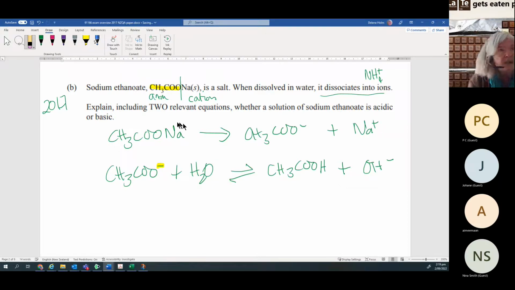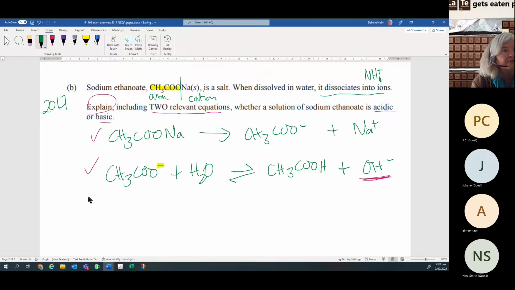And now the final thing is always go back to the question and see, have you answered every part of the question? So I have done my 2 relevant equations, tick and tick. I haven't done any explaining yet, and I haven't said whether it's acidic or basic. So hopefully you can work out what it is. If I've got any OH minus present, it must be basic. I hope you realize.